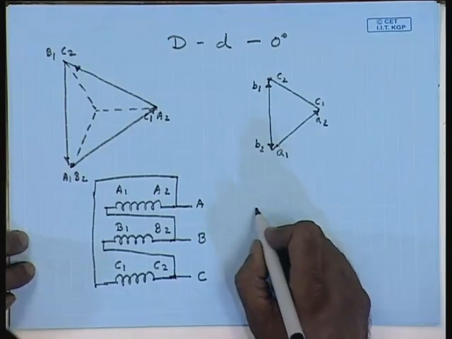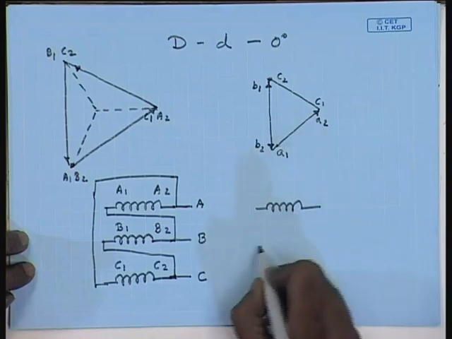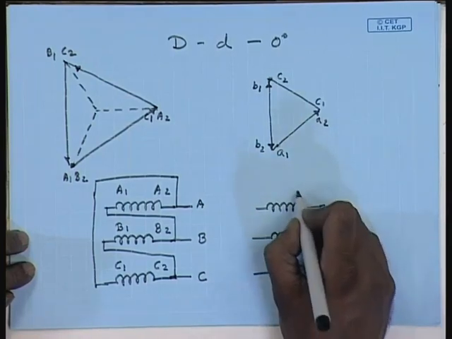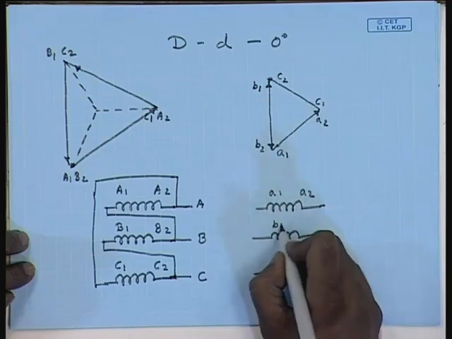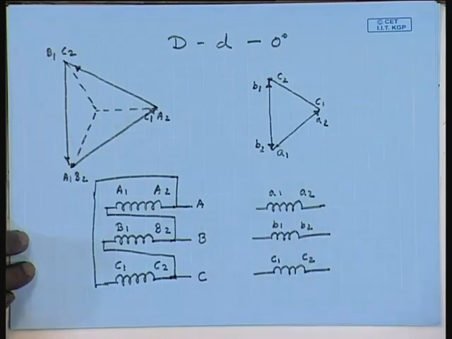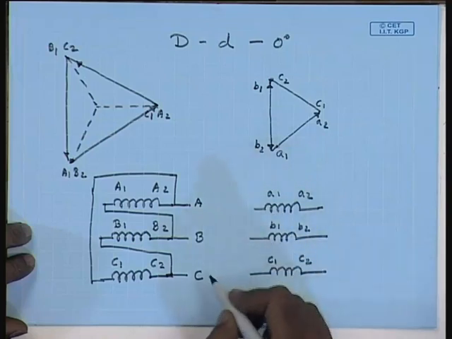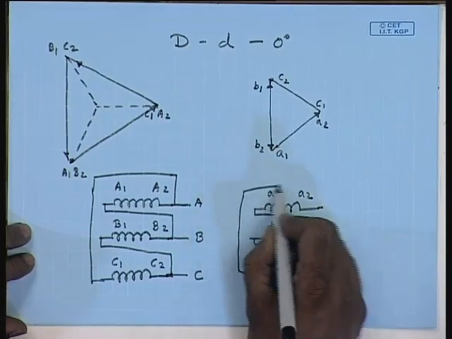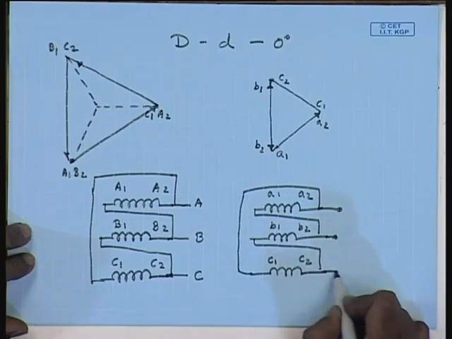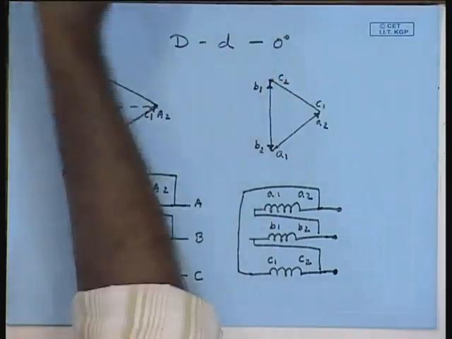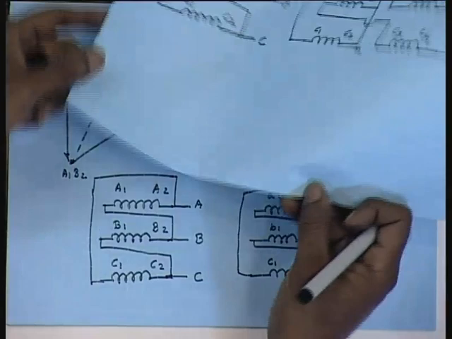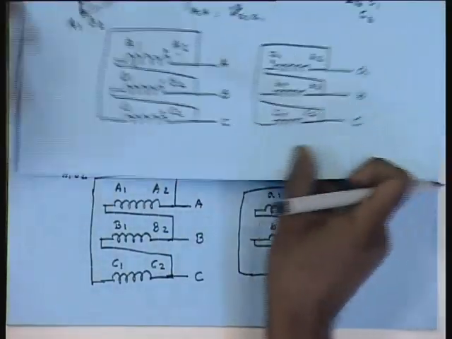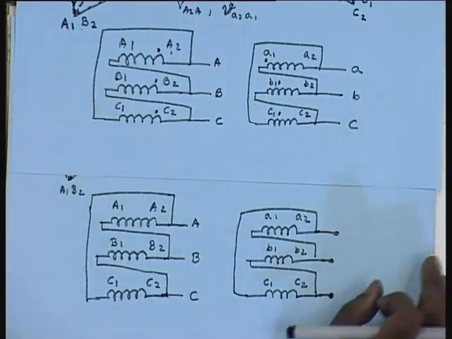On the low voltage side, A1, A2, B1, B2, C1, C2. The connection is made by connecting A1 to B2, B1 to C2 and C1 to A2. This gives me the connection of DD0. Please compare this with the connection of DD6.